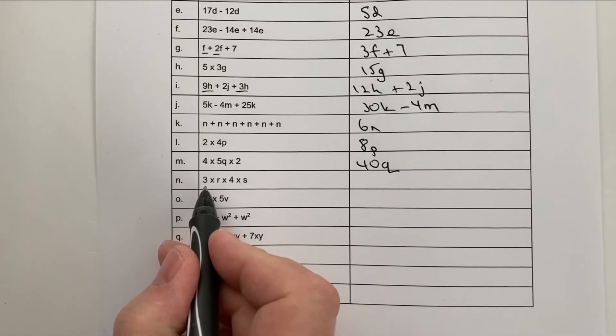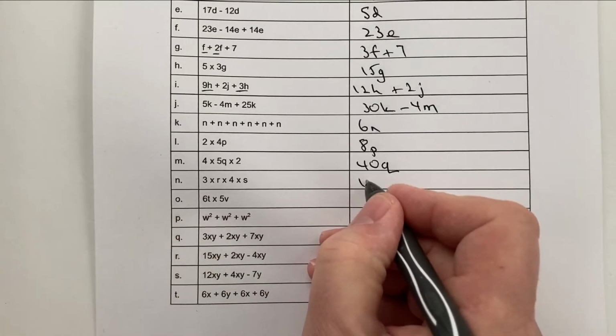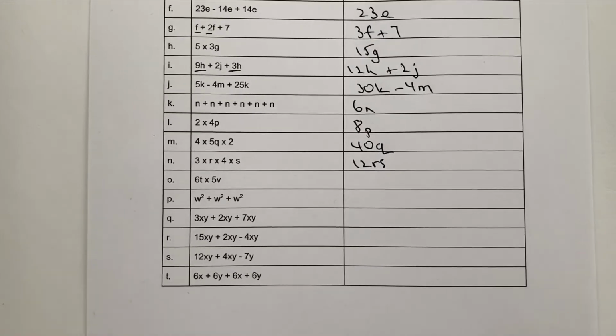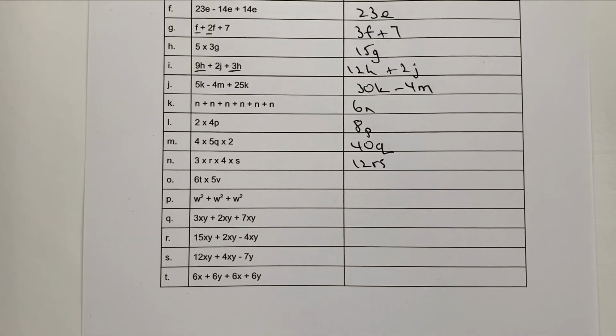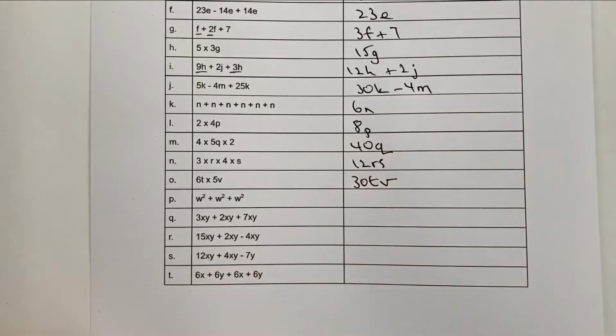Okay, next one, 3 times 4 is 12, and times r times s is 12rs. Okay, O, which is going to be 6t times 5v. Well, again, same principles apply. 6 times 5 is 30 times t times v, 30tv.